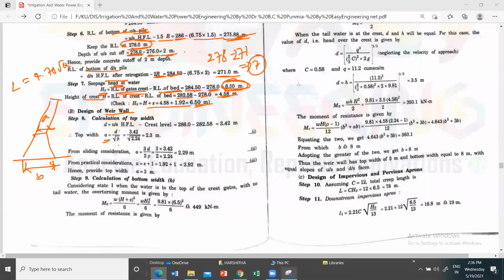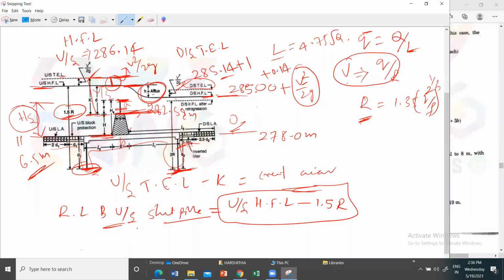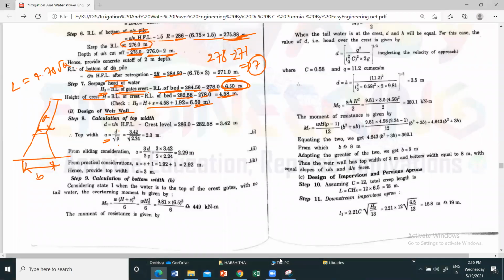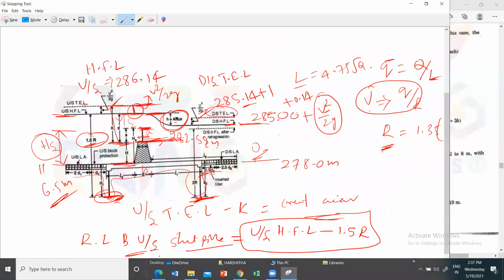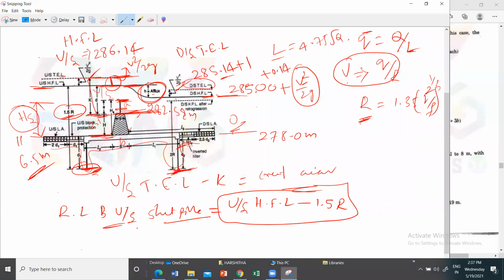What is d then? d will be the level difference between the upstream side high flood level and the top of the concrete weir level. So that is small d. Small d is equal to upstream side high flood level minus crest level: 286.0 minus 282, that is 3.42. Small d is equal to 3.42.